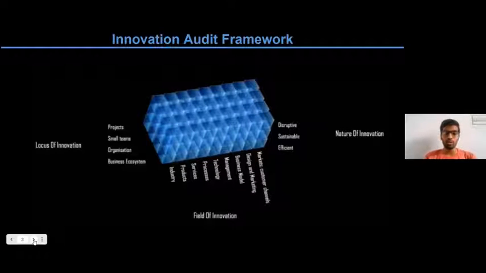Now moving towards the innovation audit framework, this framework consists of a cube of 108 blocks, whereby each block represents a unique combination of nature, field, and locus of innovation. These nature, field, and locus of innovation will be explained in detail in the subsequent slides.